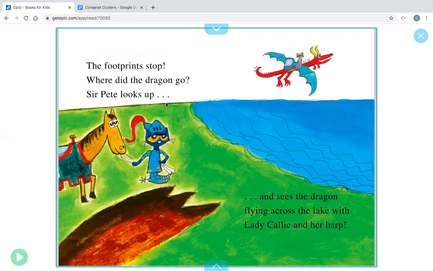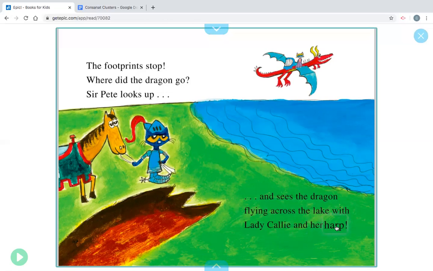I see 1 consonant cluster from what we read right here. It's right here. Dragon. We saw dragon again. So now we have two words now that start with the DR in the story so far. So Sir Pete looks up and sees the dragon flying across the lake with Lady Callie and her harp.